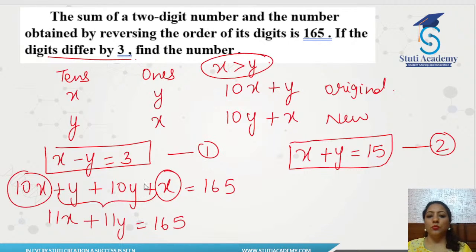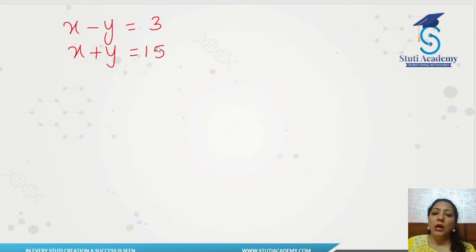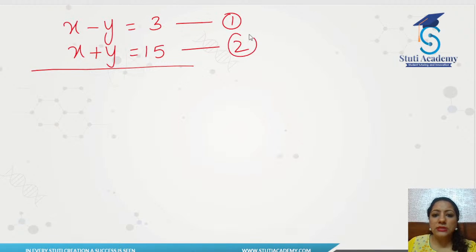So actually this one was the equation which we arrived at by using that the sum of the original number and the new number will add up to 165. So these are two equations which we have. So I'll just write it down again. X minus y is equal to 3. X plus y is equal to 15. Now we can either solve by elimination method or by substitution method. So I'm solving this by elimination method. So in this case, I'm going to add these two equations.